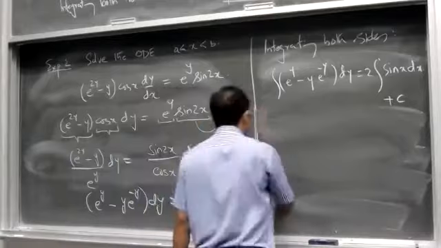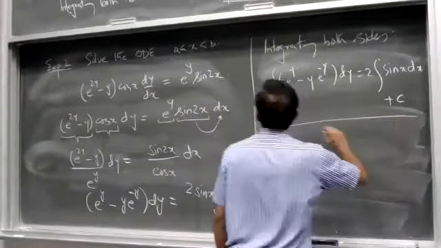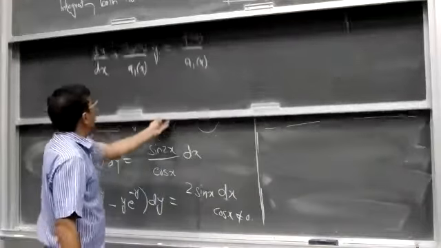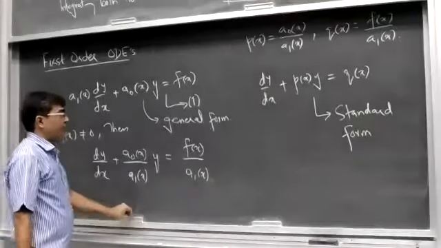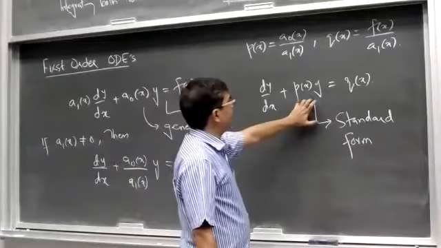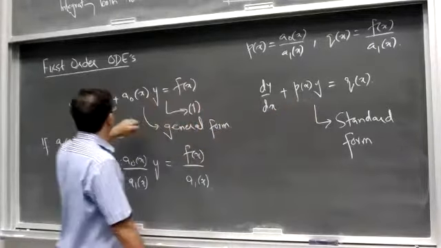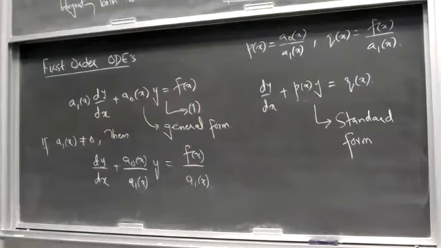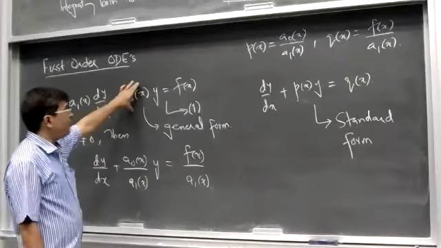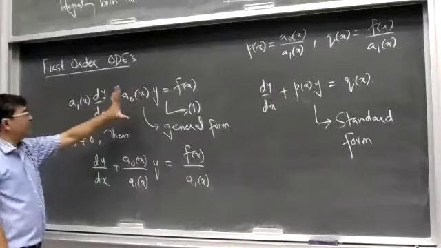Now another possibility, where we started here. You can see that this equation is not separable. You cannot separate the variables x and y.